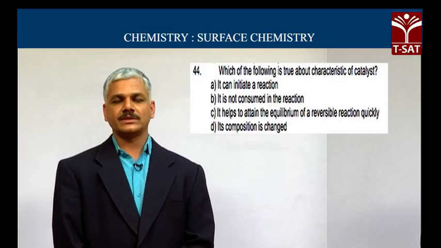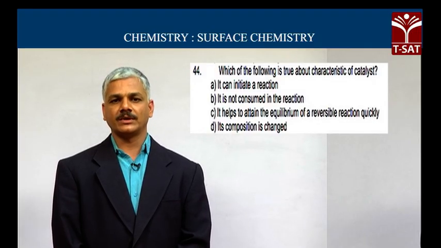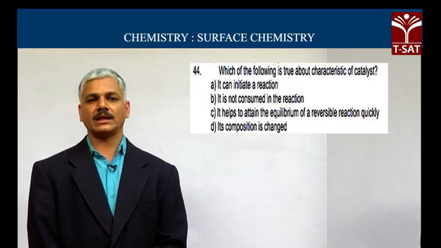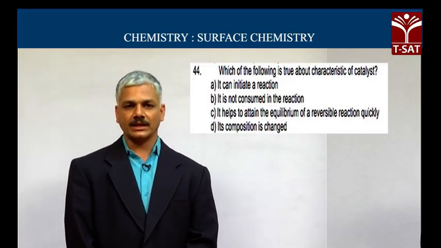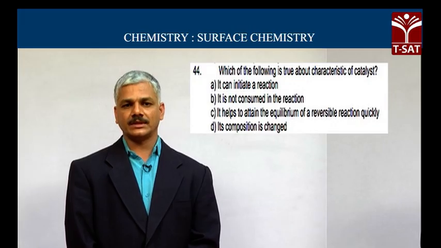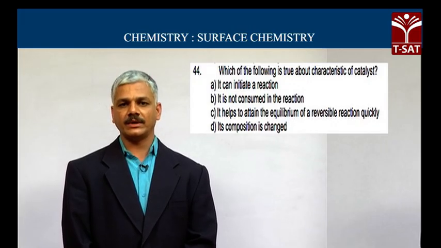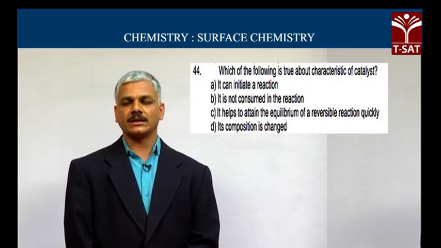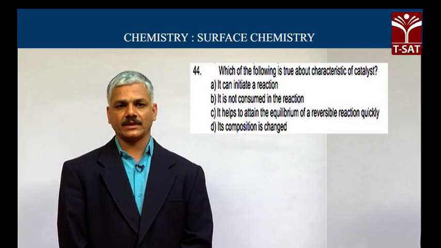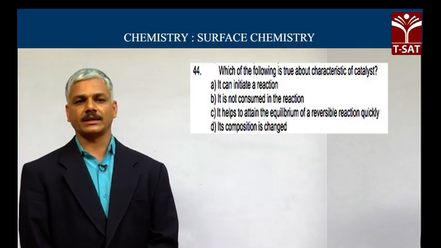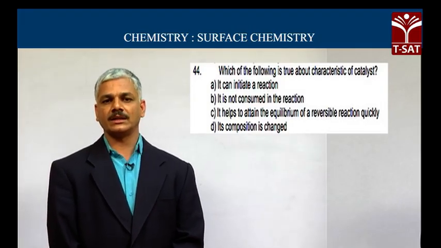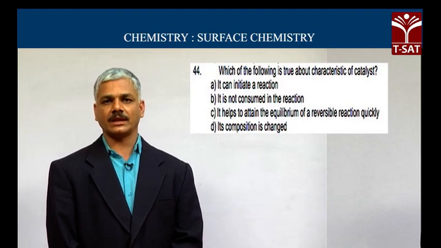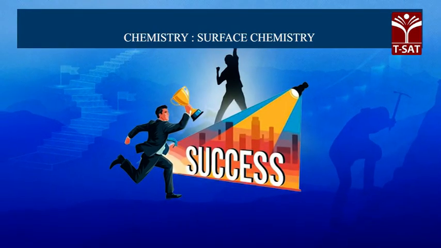44. Which of the following is true about a characteristic of a catalyst? Given options are: A, it can initiate a reaction; B, it is not consumed in the reaction; C, it helps to attain the equilibrium of a reversible reaction quickly; D, its composition is changed. Correct option is C. It helps to attain the equilibrium of a reversible reaction in a quick manner.